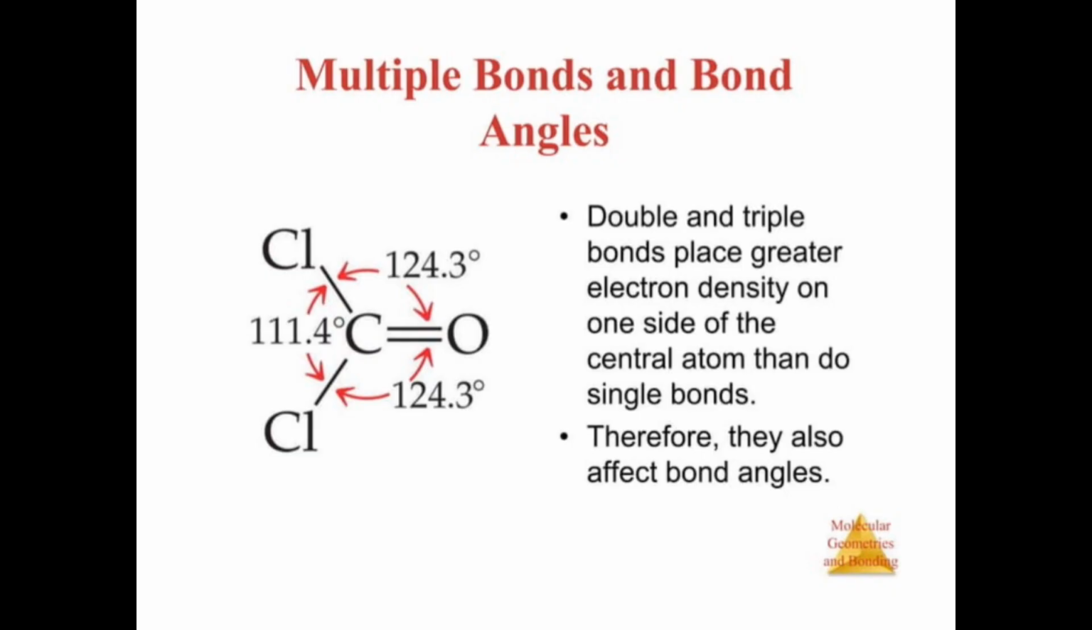So when you have a double and triple bond, it places a greater electron density on the sides of the central atom than the single bond. For instance, what we are trying to say is that the sides where you have double bonds, you are going to have a greater electron density than the side where you have a single bond, like you have seen. The side with double bonds has 124.3 degrees, while the side with the single bond has 111.4 degrees. Therefore, double and triple bonds also affect bond angles. That's what we want to establish here. So it is important you know that.